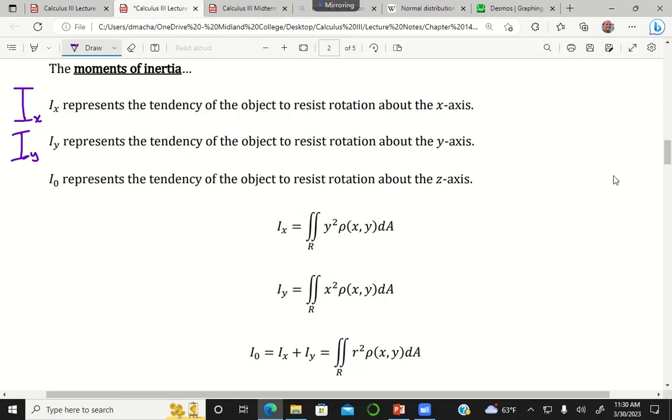And then I don't know why this wouldn't be capital I subscript z, but I'm trying to use the same notation that your book uses, and your book uses capital I subscript 0, so we're going to go ahead and use that. I'm sure there's a reason. This would represent the tendency of your object to resist rotating about the z-axis. As long as our object is completely a planar lamina, meaning it only belongs to the xy plane, then these formulas are all true.